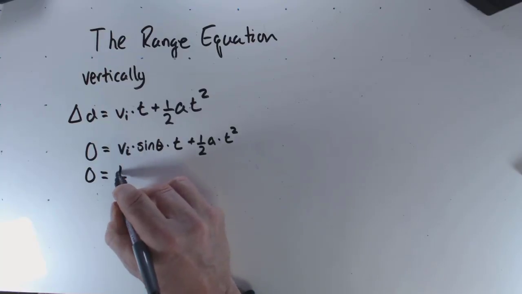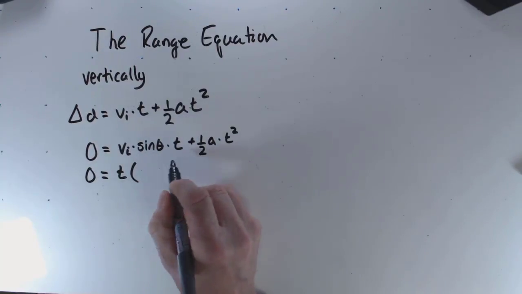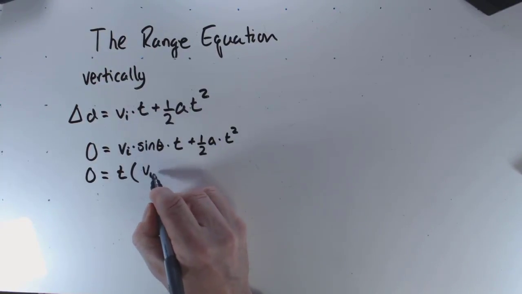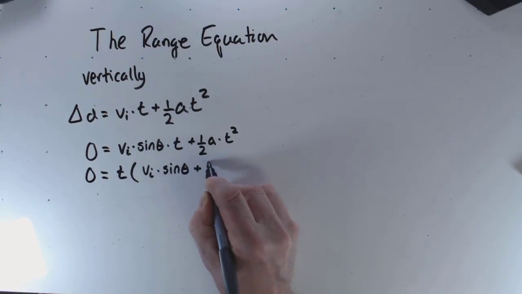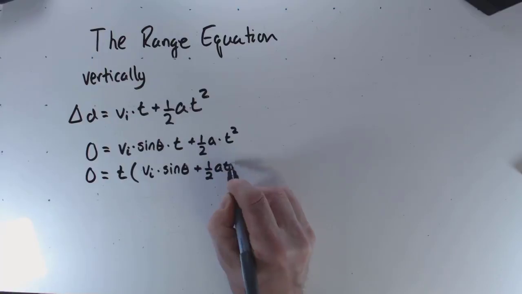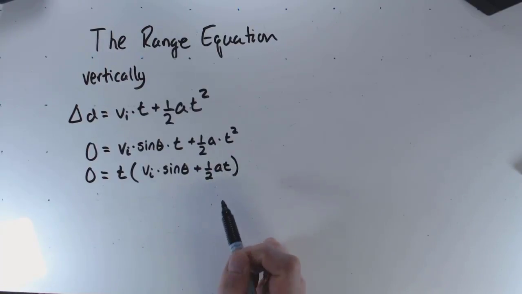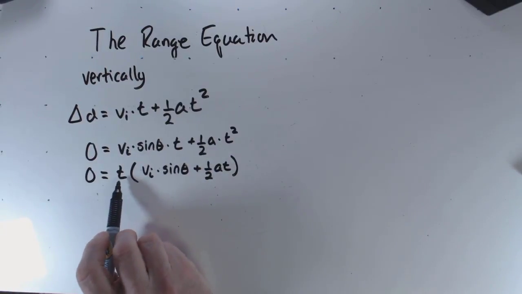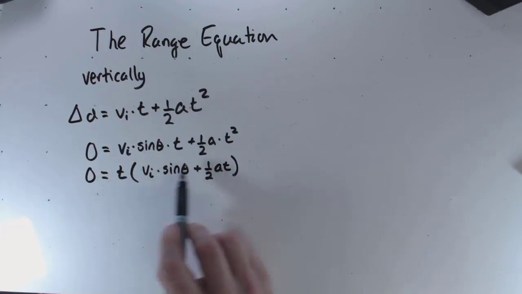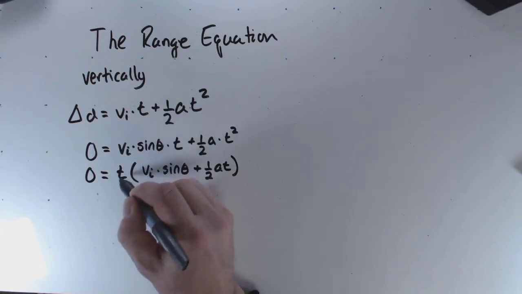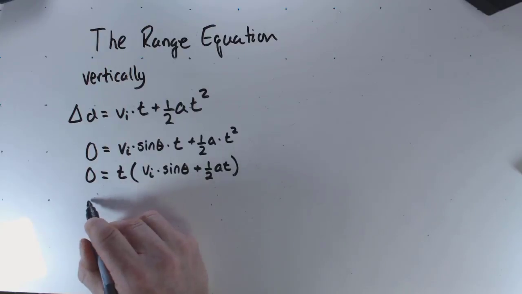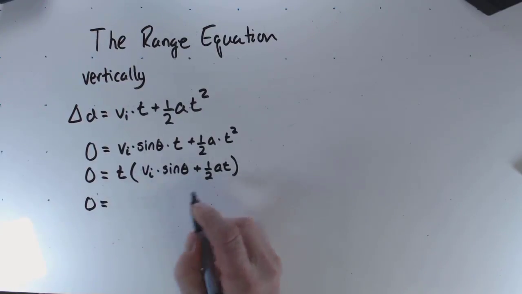What I'm going to do is factor out time from both of these parts of the expression: t times (vi sine theta plus 1/2 at). And so there's my equation. Now, I already know that when t is 0, this expression is 0. So t solves this when time is 0. But I also know that this is being fired from the height it's being fired at. And so that's a silly solution to this. I am just interested in the second part.